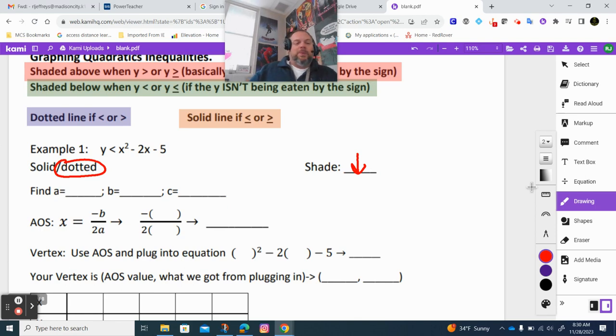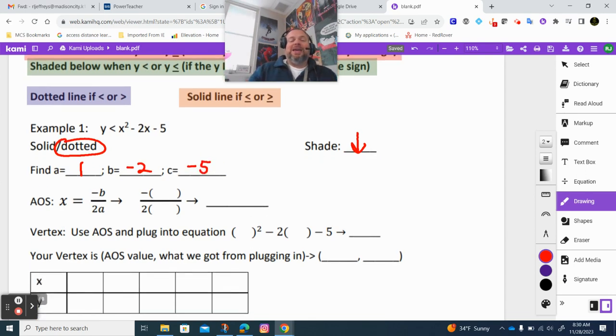All right. So, what is A for this one? 1. What is B? -2. What is C? -5. And remember, as far as finding our axis of symmetry and vertex, C is just kind of there. All right. So we plug our B in. So -2, we get 2 over 2, which is 1.